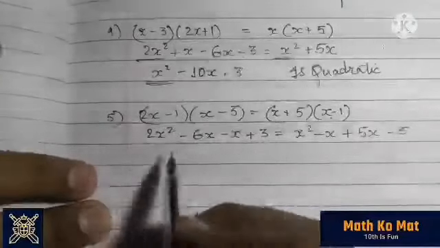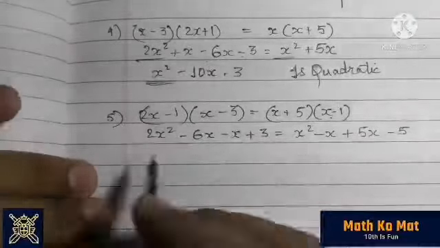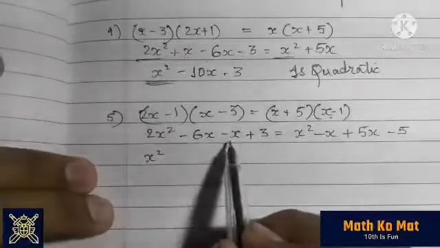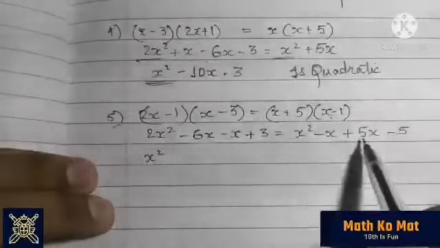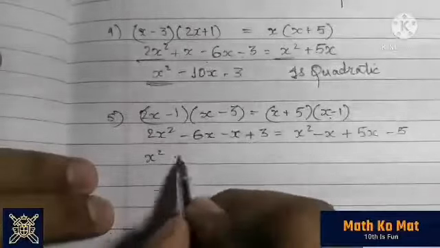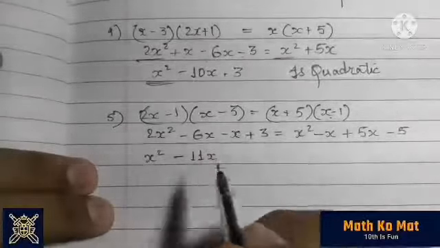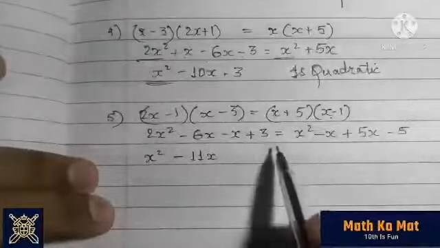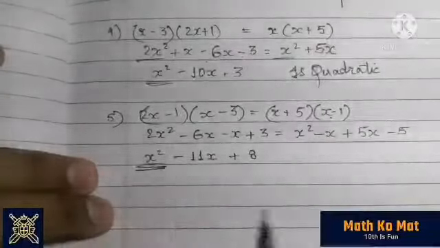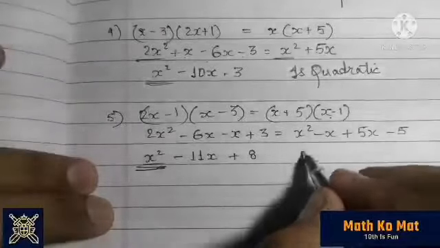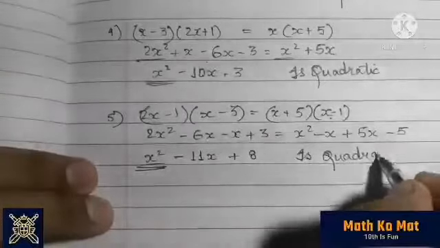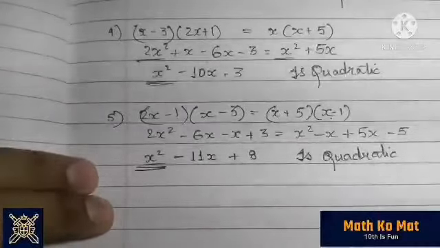Now let's simplify this. You have 2x². Here you have 1x². So again you will be left with x². −6x − x is −7x. And here you have +4x. So −7x − 4x, so it will be −11x + 3, and this −5 will come over that side, positive 5, so +8. And as you can see, again we have an x² term. Therefore this equation is quadratic. Now let's move on to the sixth part.